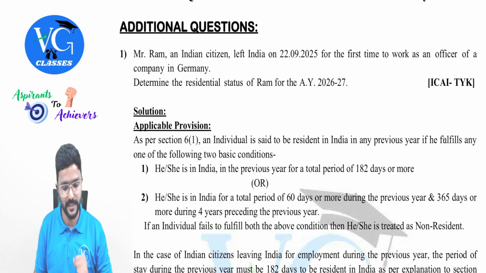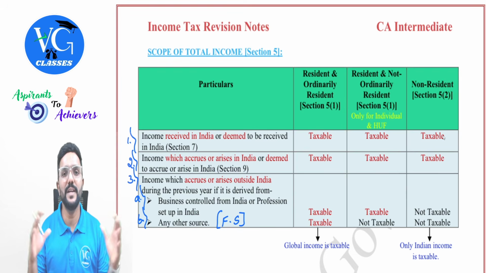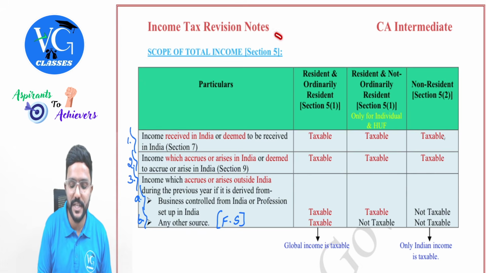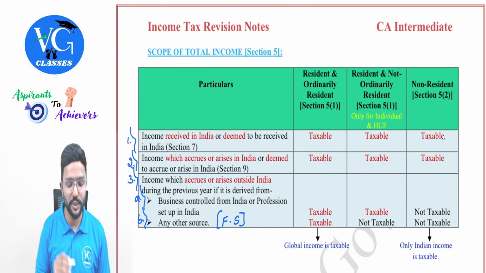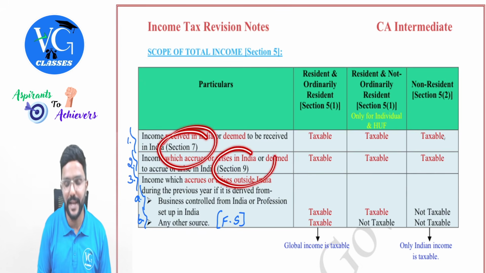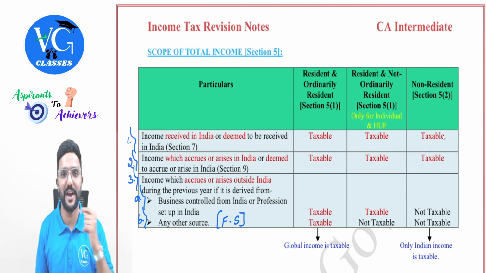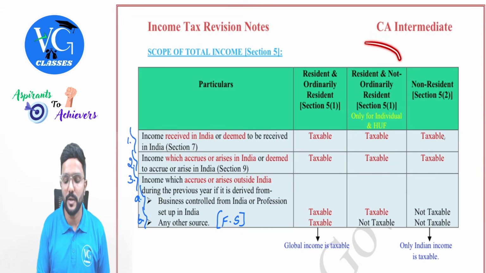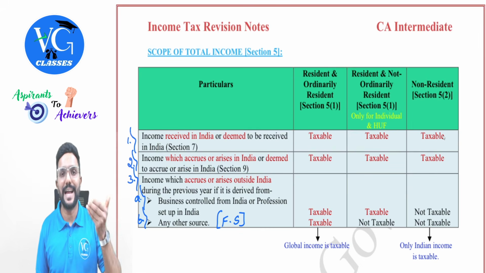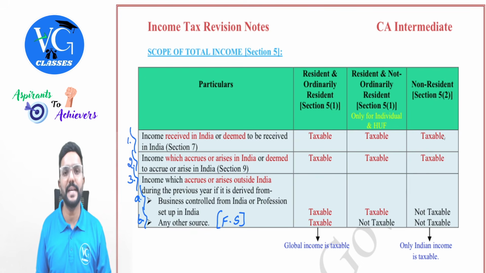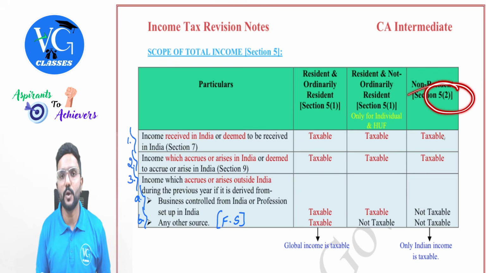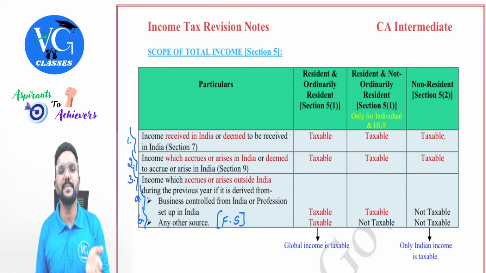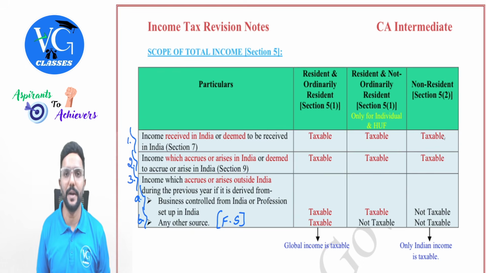Got it? Yes. Now we will learn the scope of total income, which is given in section 5. Section 5 has to be read along with sections 7 and 9, for which a connection is given in section 5, guys. Section 5 has two subsections. Subsection 1 talks about what incomes are taxable for a person who is ordinary or not ordinary resident in India. Whereas subsection 2 talks about what incomes are taxable in India if a person is a non-resident.